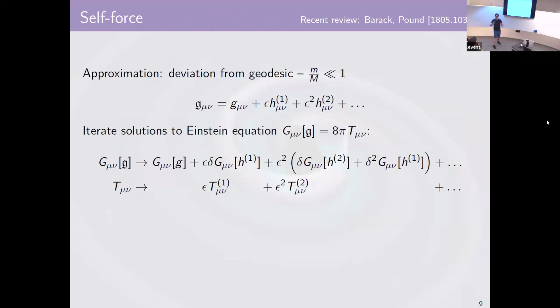Okay, so we'll go on and discuss these all in a little more detail. I'll move quickly through self-force because it's the one I have the least direct knowledge of. The basic idea, again, is that you're expanding around deviations from geodesics. You have some mass ratio, and you're taking that mass ratio as the thing that's very small.